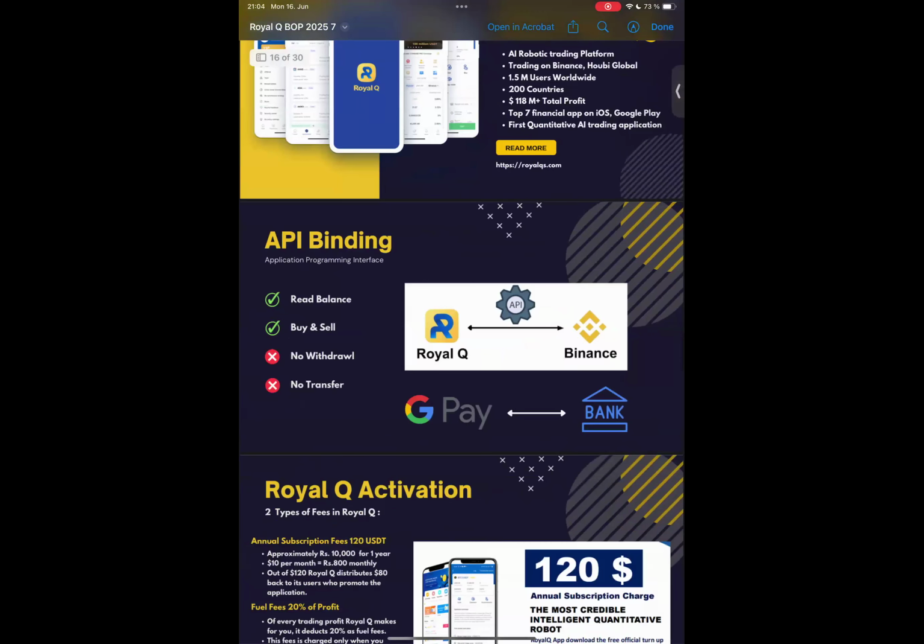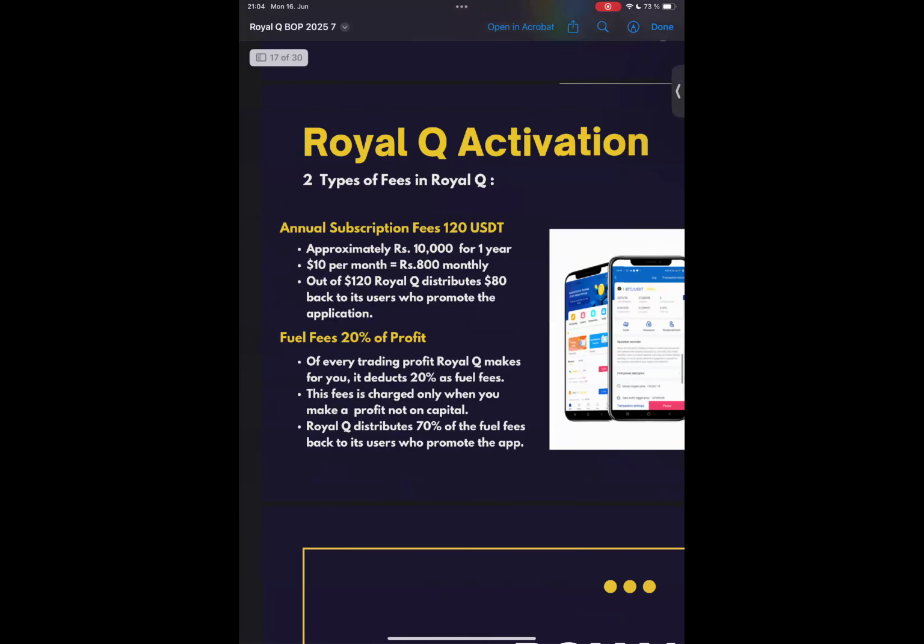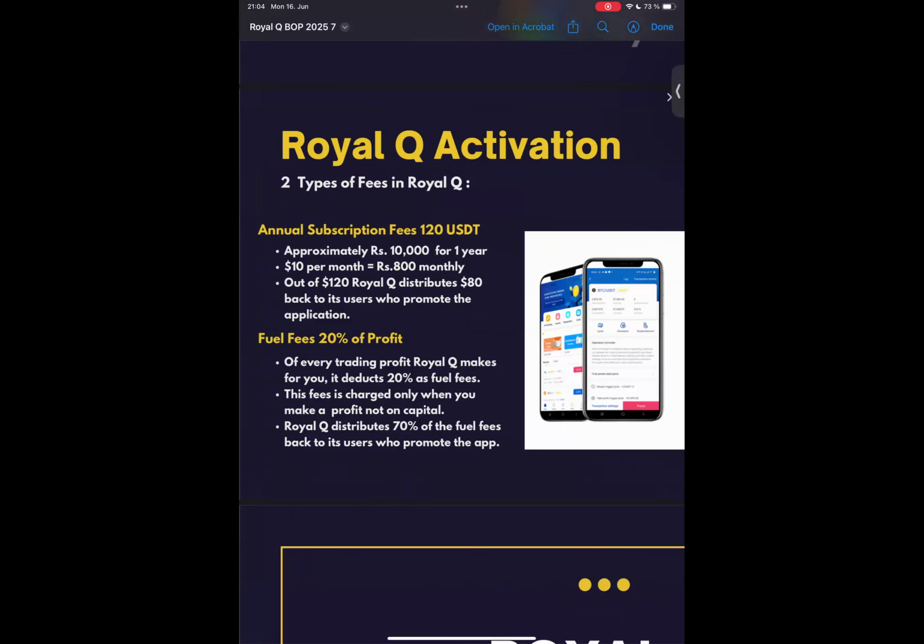Now, there are two major fees in Royal Q. We have the annual subscription fee, which is 120. That one is non-refundable. You cannot get it back if you decide not to do the business again if it's less than a year. Another fee we pay is the fuel fees. You pay 20% of whatever profit you make.